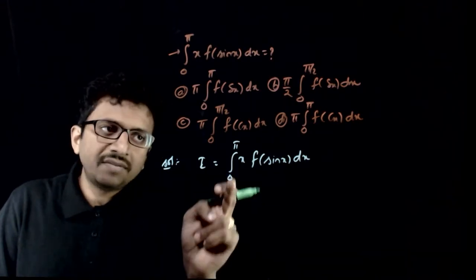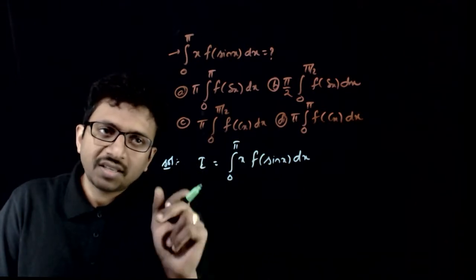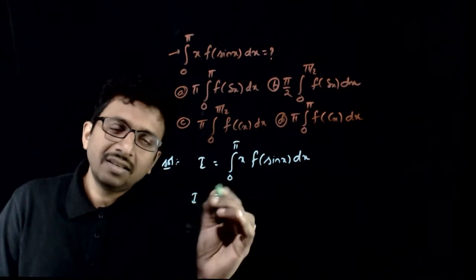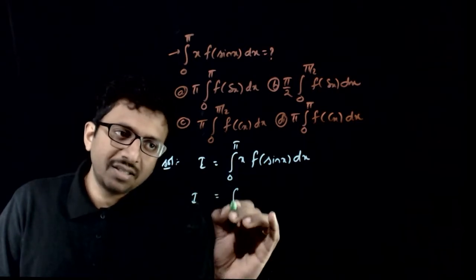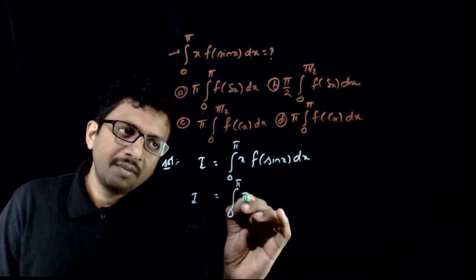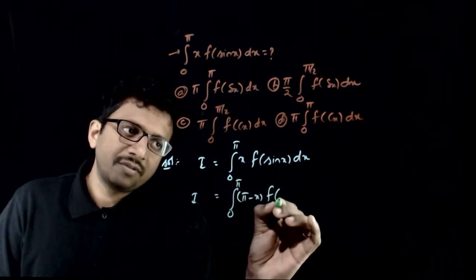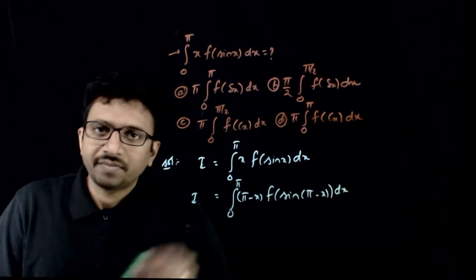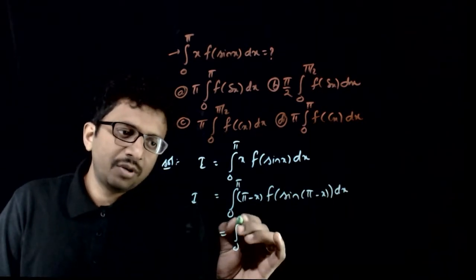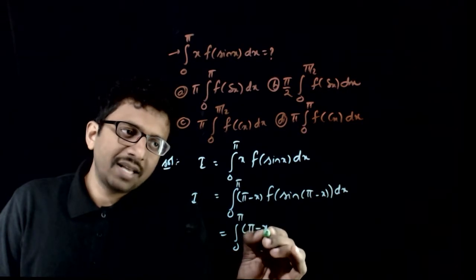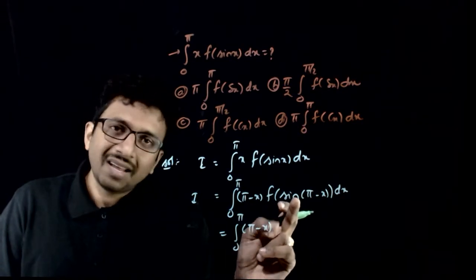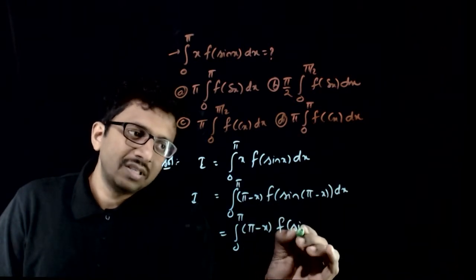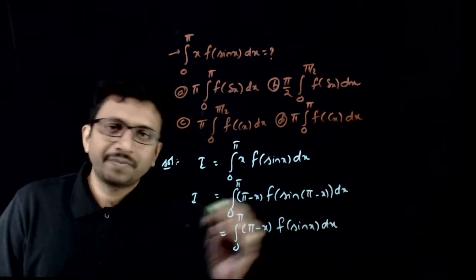Now we know that the integral from 0 to a of f of x dx is equal to the integral from 0 to a of f of a minus x dx. That is, I can substitute x with pi minus x. That is, integral from 0 to pi of pi minus x times f of sine of pi minus x dx. We know that sine of pi minus x is again equal to sine x, so f of sine x dx.